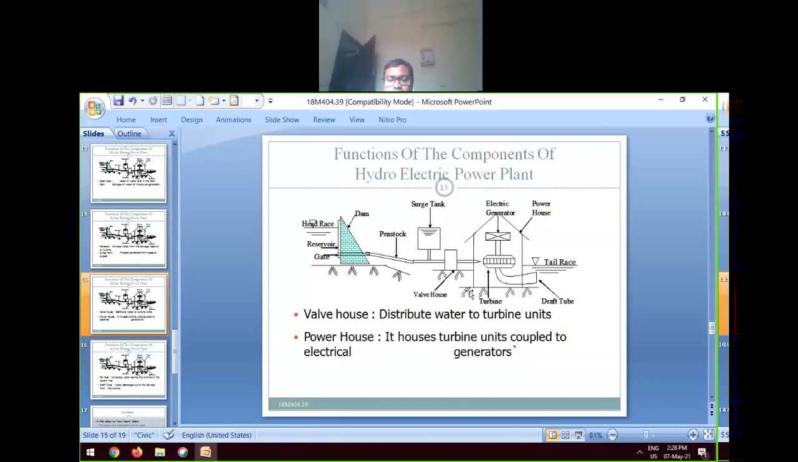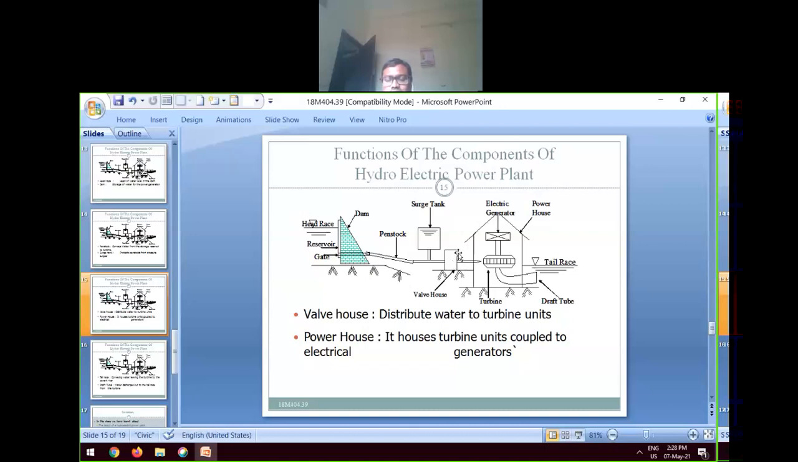Next one, the valve house. After the surge tank, we are placing the valve house. So, what is the function of the valve house? To distribute the water to the turbine units. Distribute water to the turbine units. So that means simply supplying water to the turbine inlet. This is the turbine. So, when water is flowing into the turbine, we have to open the valve. Okay, open the valve in the valve house.